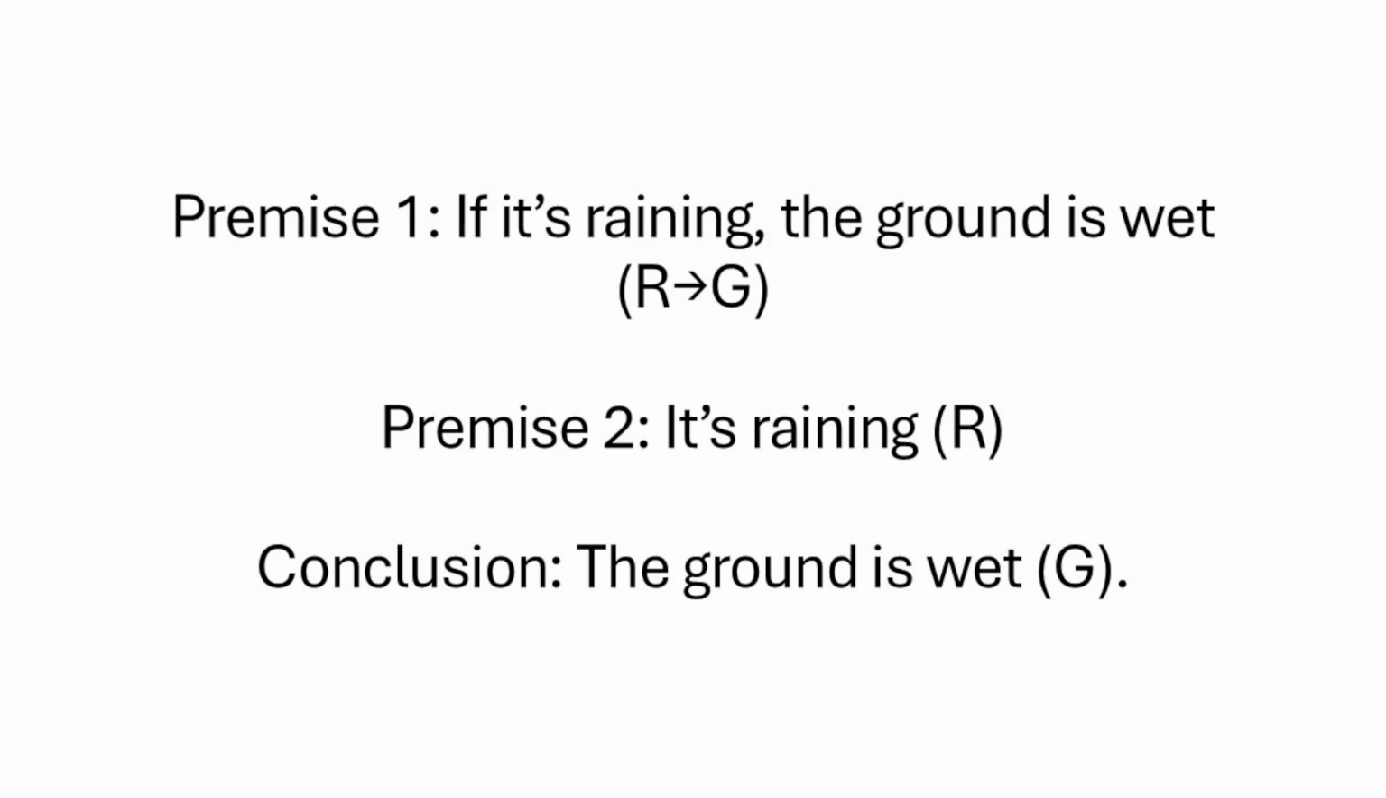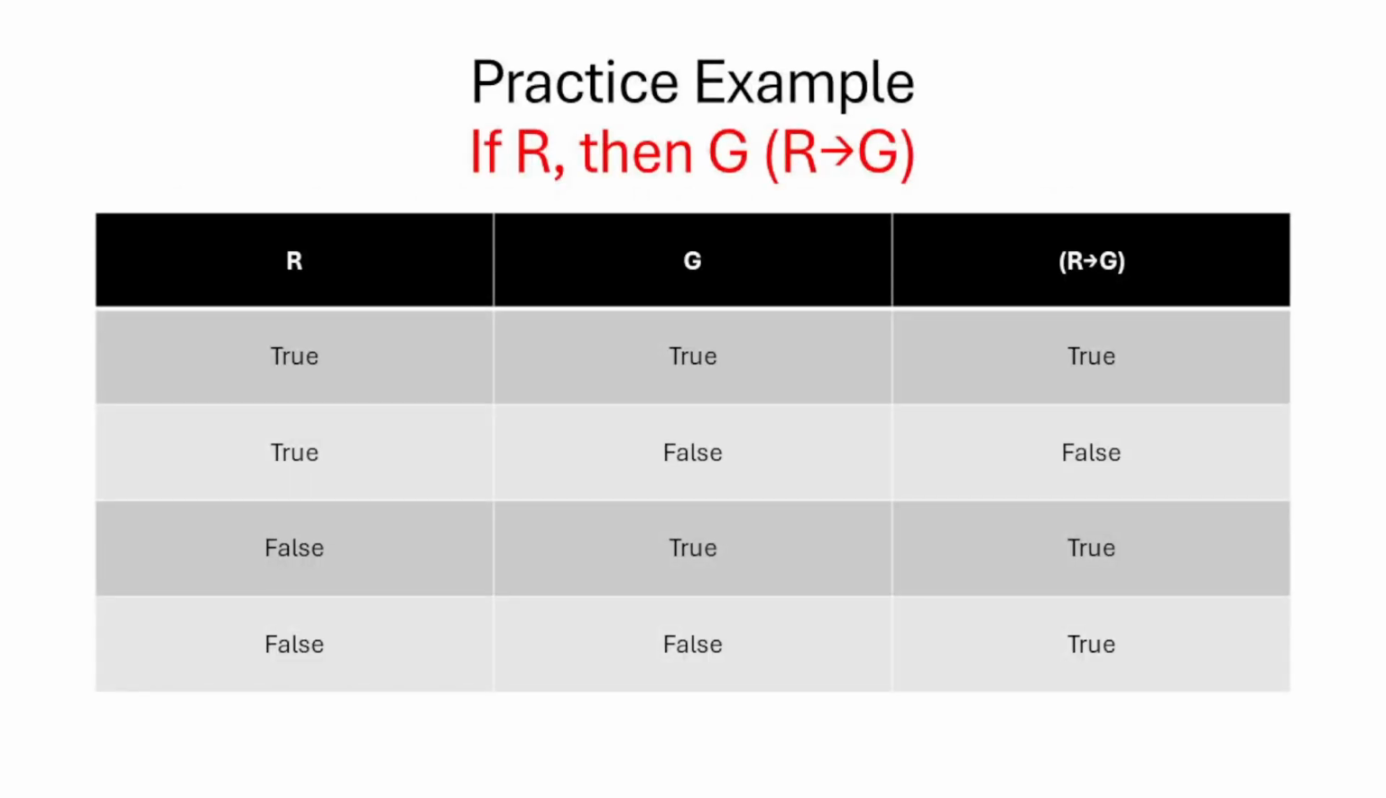So let me say that again. Premise 1, if it's raining, the ground is wet. If R, then G. Premise 2, it's raining, which is R. Conclusion, the ground is wet. G. So is this argument valid? Well, we can actually use a truth table to confirm this. So let's go ahead and do that.